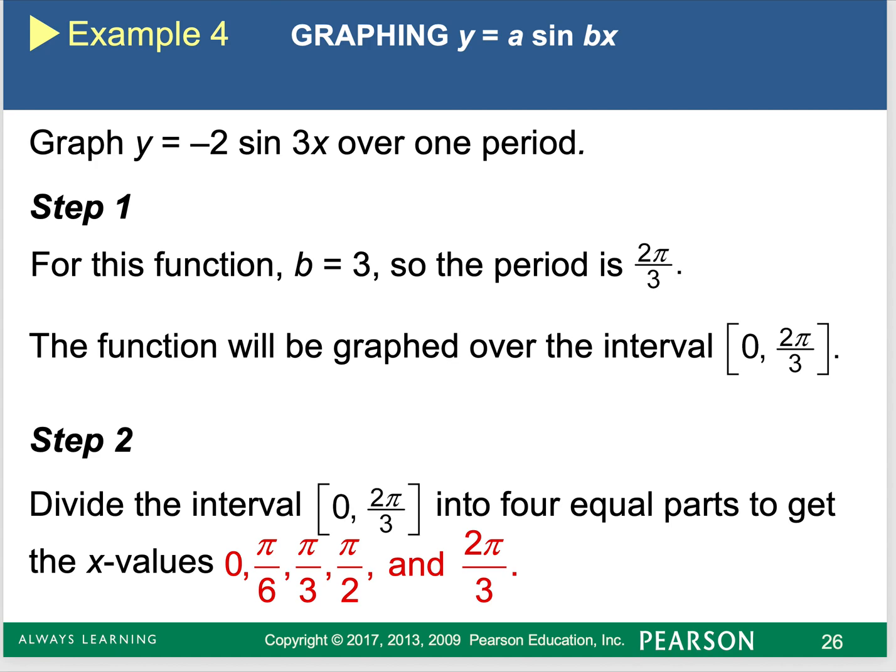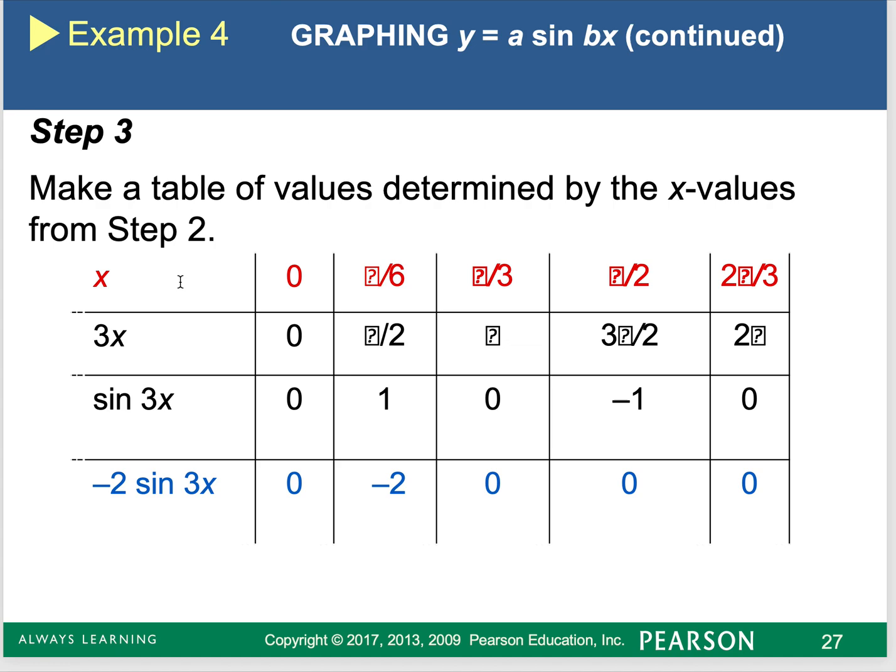So here's when we're putting it all together. We're going to graph -2 sine 3x. So b is 3, telling me my period is 2 pi over 3, which gives me the endpoints 0, 2 pi over 3. Then I'm going to divide this into 4 equal parts to get my 5 coordinates. Once I have my 5 coordinates, I'm going to plug them in.